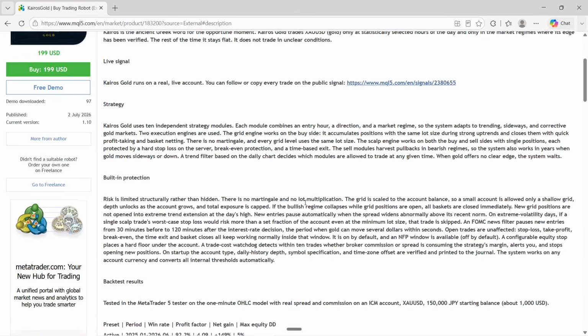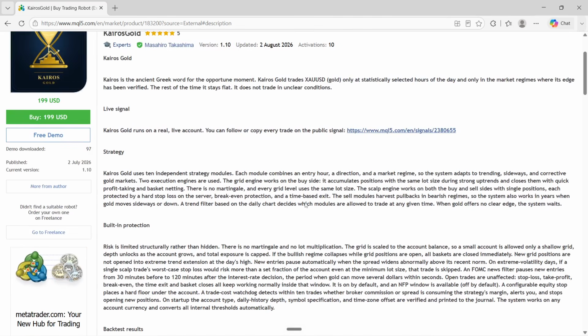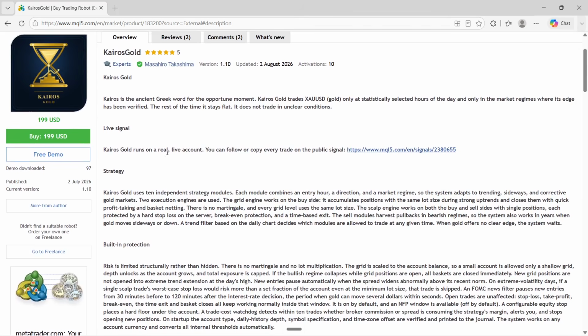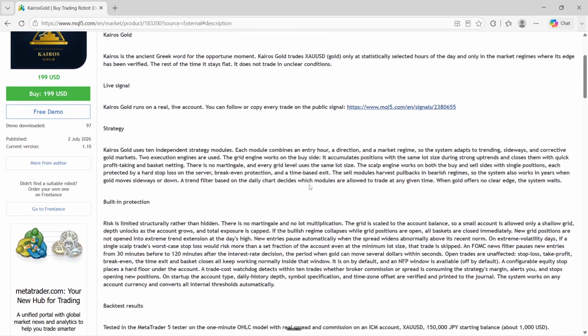A daily chart trend filter decides which modules are allowed to trade. When conditions are unclear, the system waits. A public live signal is available for real account monitoring. See, there's a public live signal.